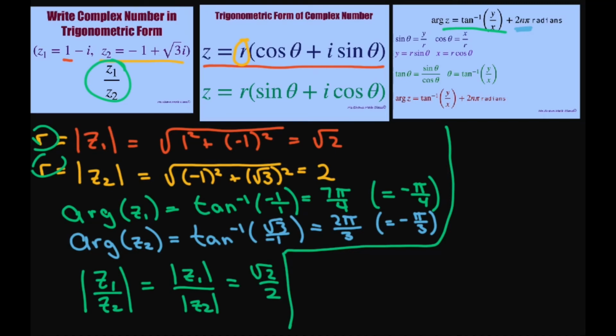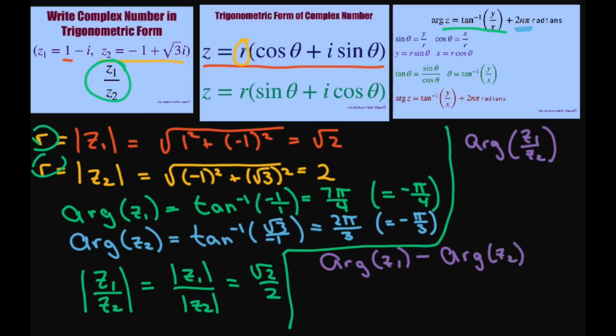Now your argument's a little different. The argument of z sub 1 divided by z sub 2 is subtraction. So you can write this as argument of z sub 1 minus your argument of z sub 2. So this is going to give you 7 pi divided by 4 minus 2 pi divided by 3. Common denominator is 12, so this is going to end up being 13 pi divided by 12.